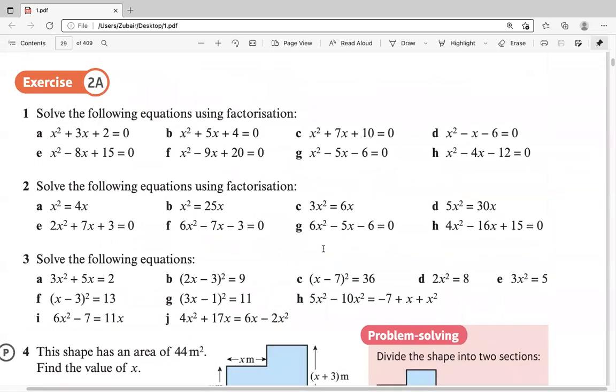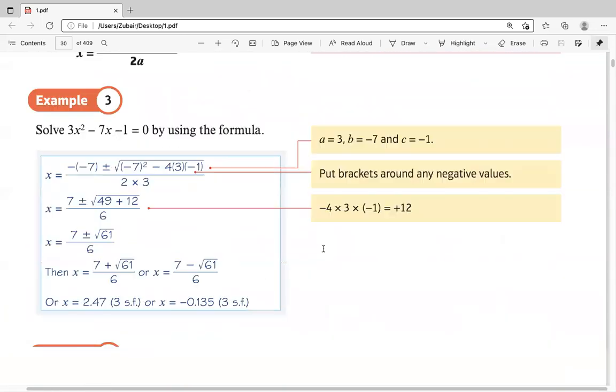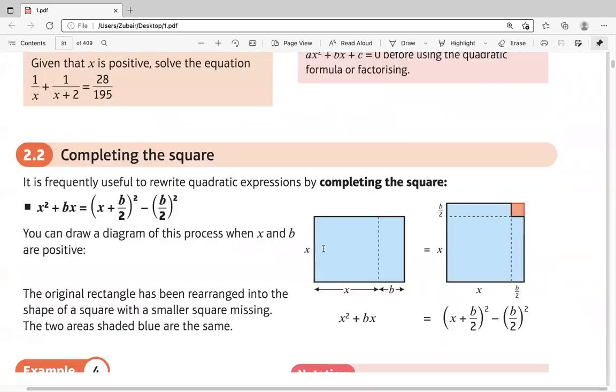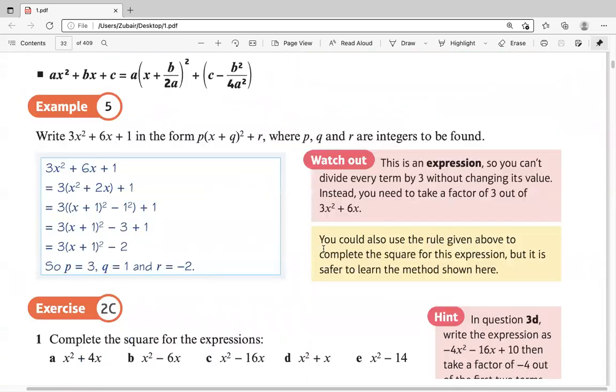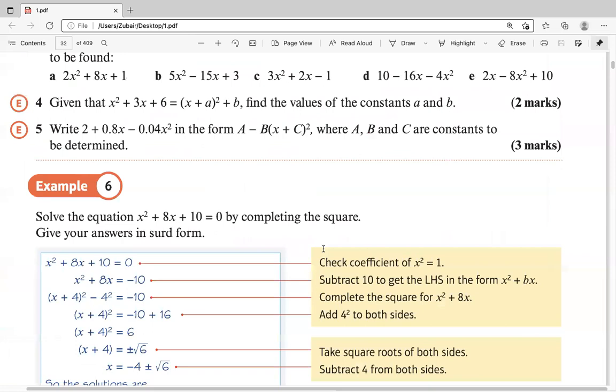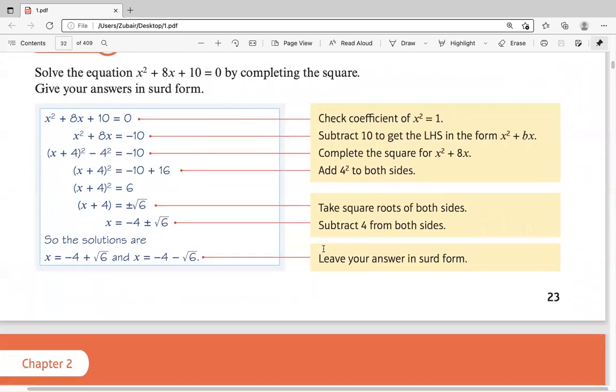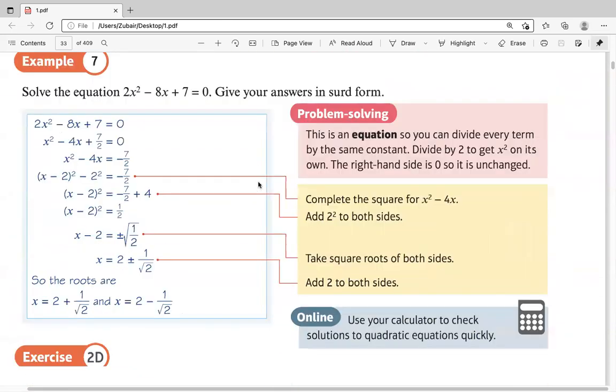These are a few examples, a few questions to practice. And coming forward to our main task, this is the other method, completing square, which will give you the same answers.